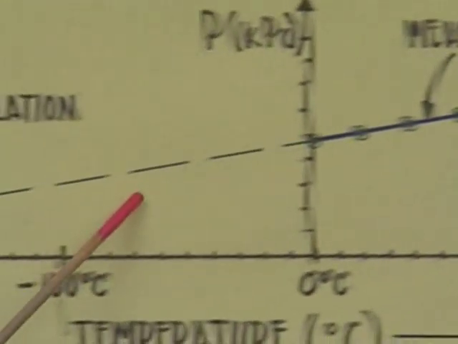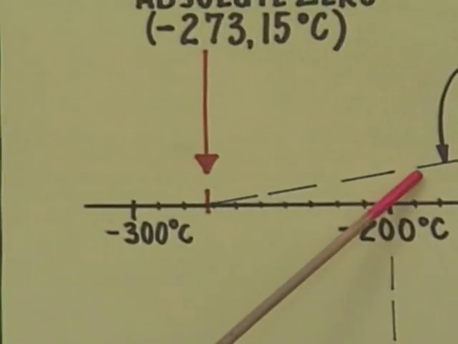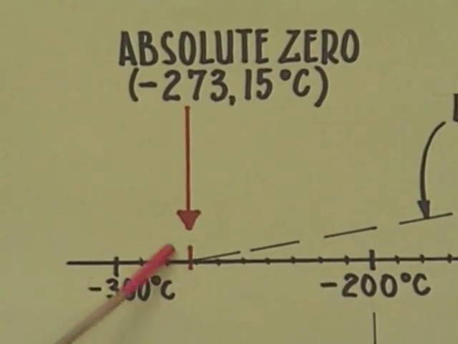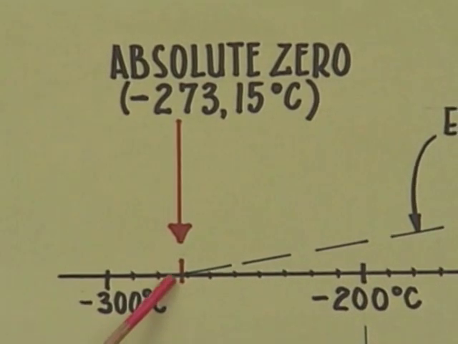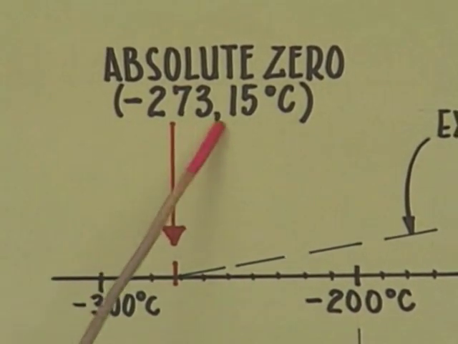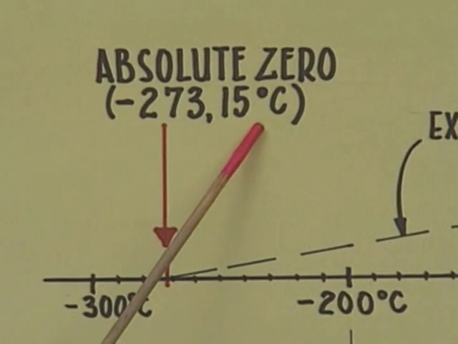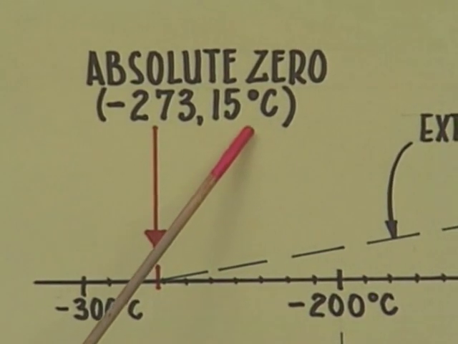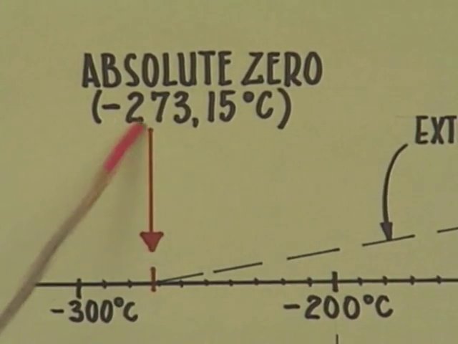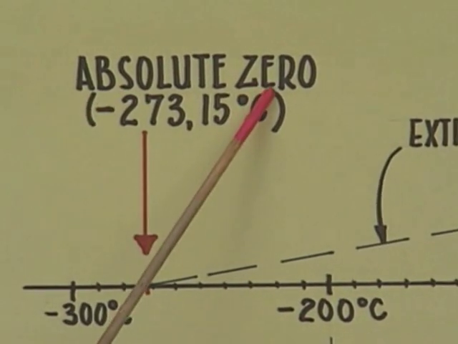If we extrapolate the graph and assume that the pressure will decrease linearly, we find the graph cuts the temperature axis here at minus 273.15 degrees Celsius. And this is the coldest possible temperature that anything can ever reach. And therefore we call it the absolute zero of temperature.